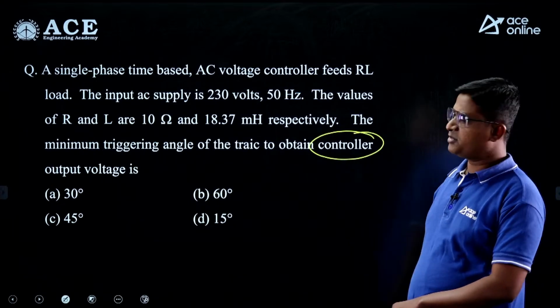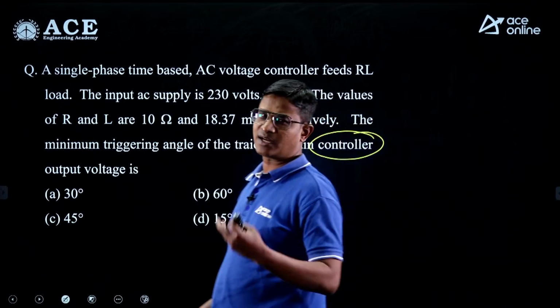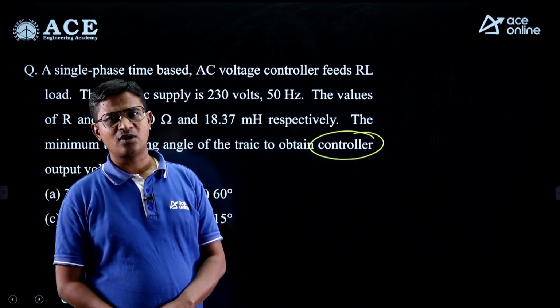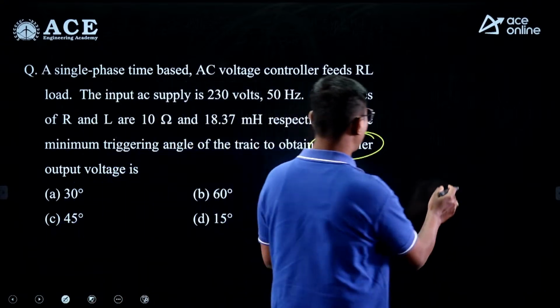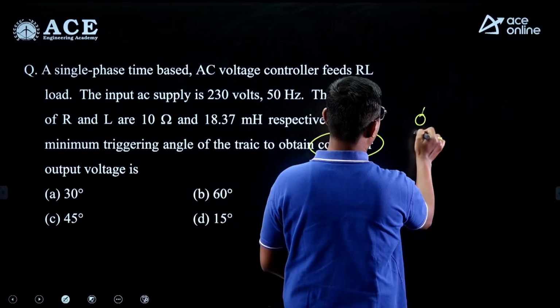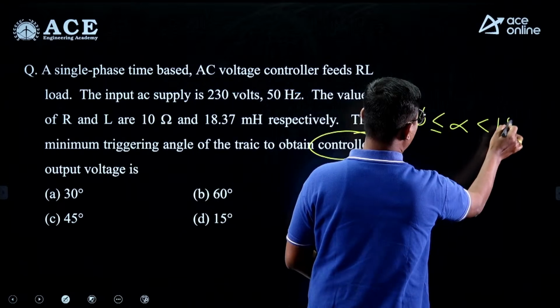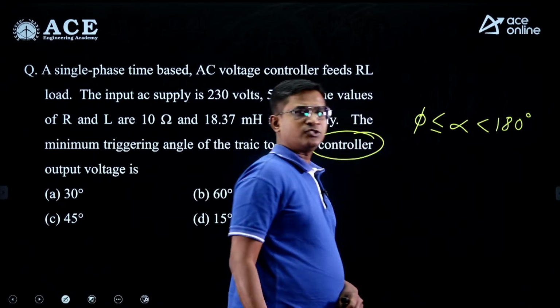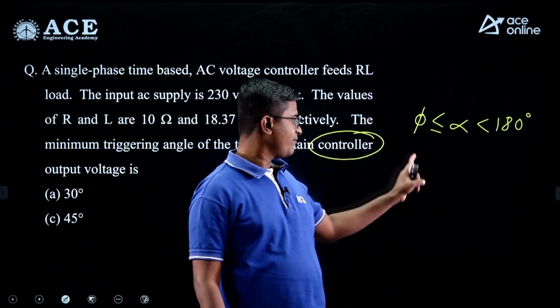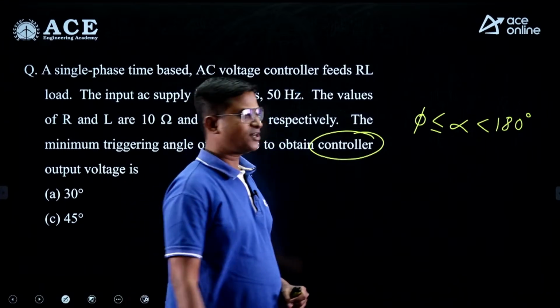Okay. So tell me, if the load is an RL load, then what is the range of firing angle for getting the controlled output? For getting controlled output, the range of firing angle is phi less than or equal to alpha less than how much? 180 degree, right? So what is the minimum value of firing angle? The minimum value of firing angle is nothing but phi. And what is phi?